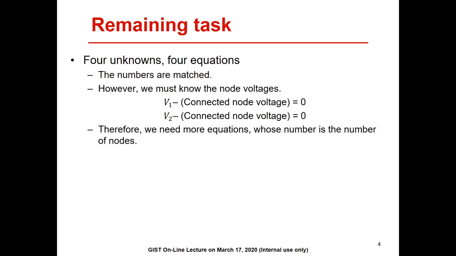Now we have four equations corresponding to the four unknown variables. However, unfortunately, we must know the node voltages because our terminal voltages are related with their connected node voltages respectively. Therefore, we need more equations whose number is the number of nodes.